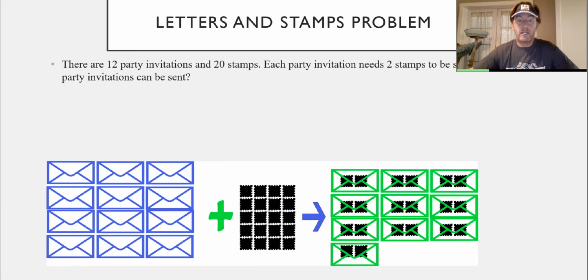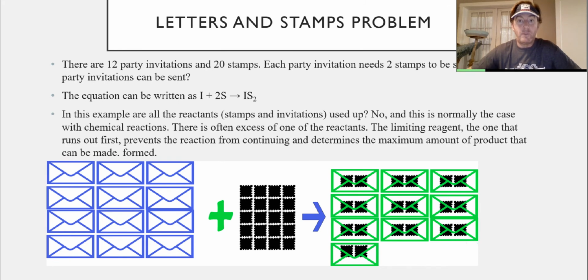So as we think about the combination of these two, we could think of an equation. For every 1 invitation, we need 2 stamps, so that's the I plus 2S. And then we make a set there, right? They're joined together, they're bonded, and so that's the IS2. So as we look at our ratios here, for every 1 invitation, there's 2 stamps. So as we look at our possibilities of, well, how many can we make?